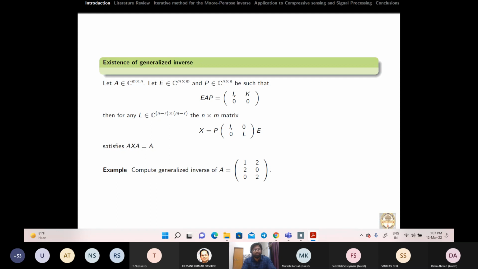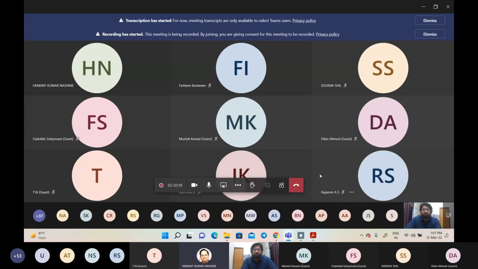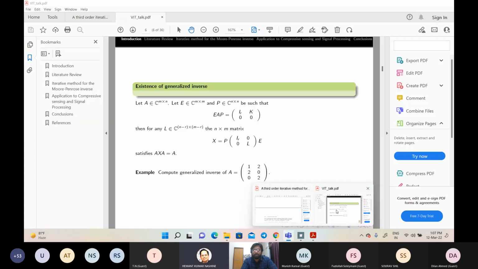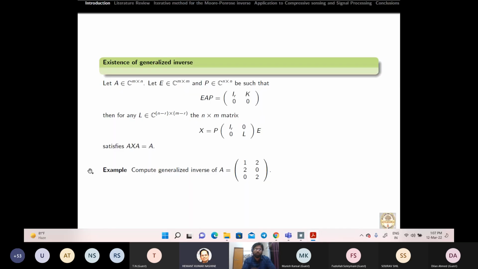Any query at this moment? So any question? So we can find the generalized inverse of any matrix. Yes, sir, of course, for any non-zero arbitrary matrix, we can find the generalized inverse. Okay, I think we can proceed. No question.